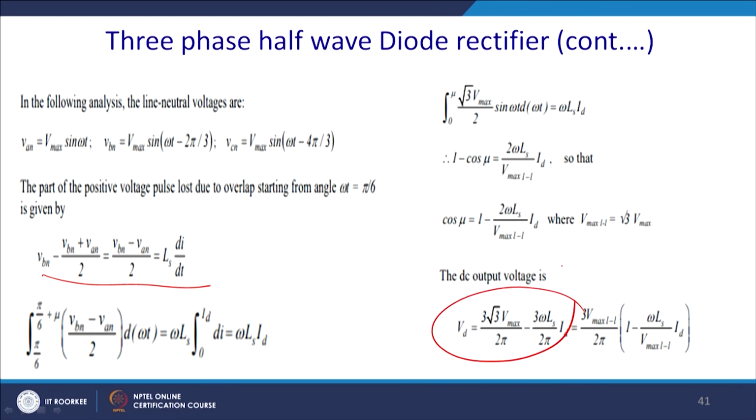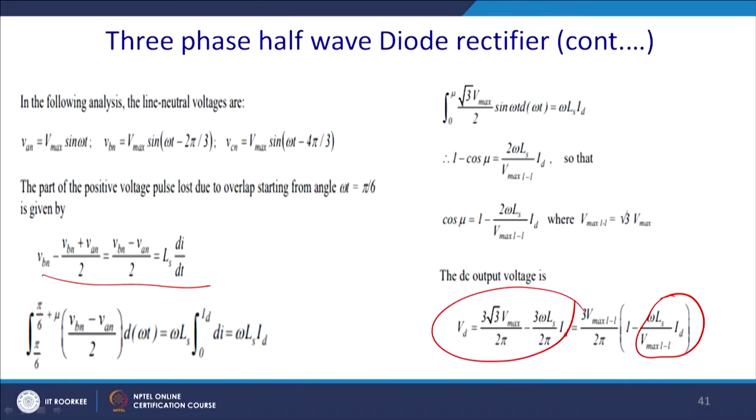While calculating the average value we find it is almost the same, 3 V max by 2 pi into 1 minus a term that comes from the source inductance. The integration is from pi by 6 to pi by 6 plus mu, if we assume that the diode D1 is conducting for the time period of mu. So, the voltage you are getting is these 2 voltages, and this is the current across the diode. From there you can derive these expressions.